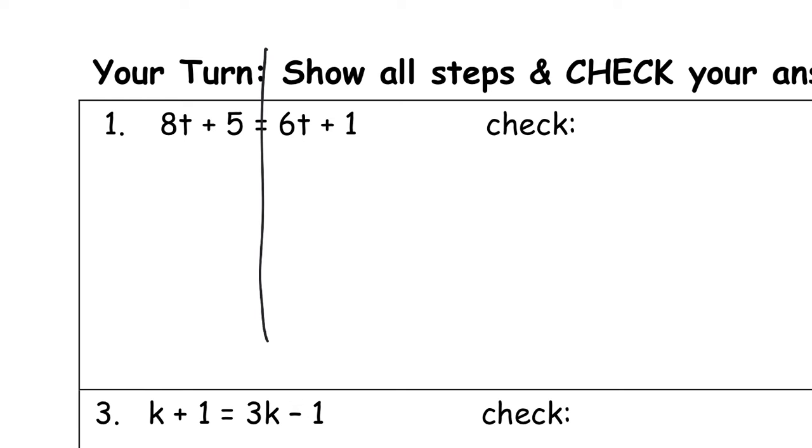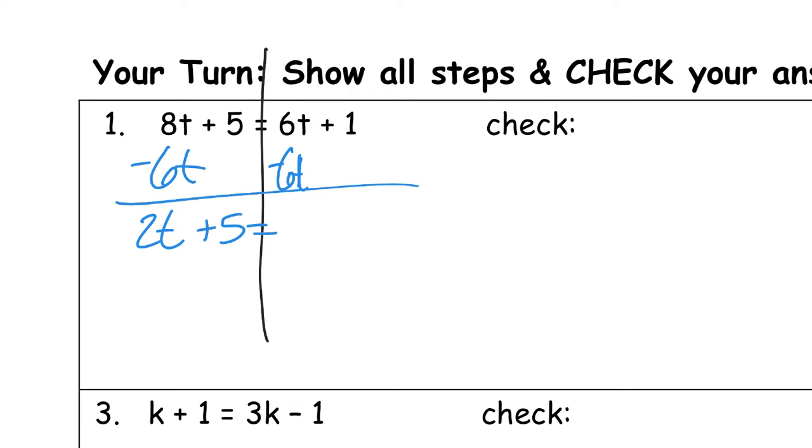So once again, I want to get rid of the variable. That is the smaller one. So I'm going to go ahead and take away 6t. I don't like when they use these t's because they look like an addition sign, so I'm going to curve my t's. Anyways, 8t minus 6t, I get 2t. Bring down the rest of my equation that was not used. Now I've got a two-step equation, so we'll take away 5 from both sides. Bring down the 2t. 1 minus 5 is a negative 4.